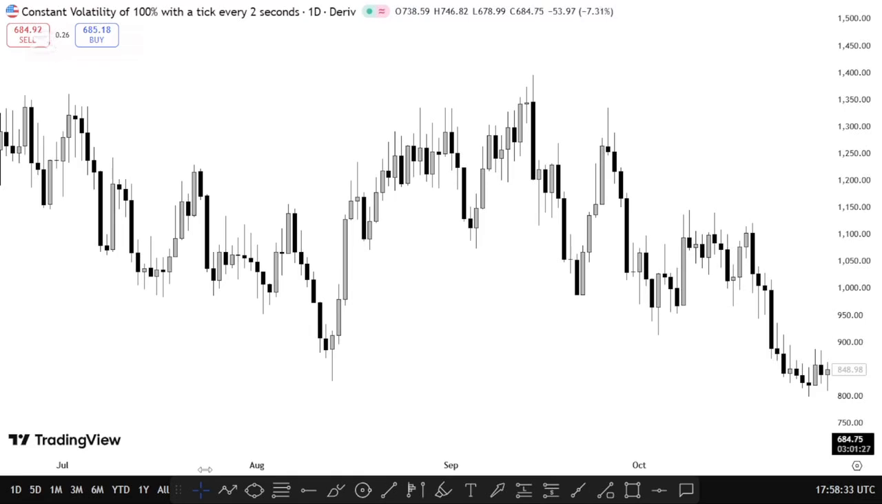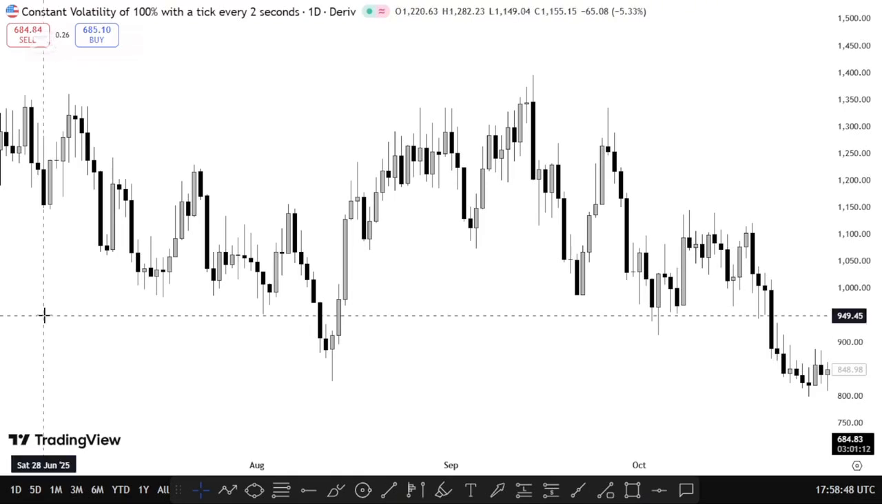First, let's get this out of the way. Volatility indices are synthetic markets, and now you can find them on TradingView. Before, you could not find them on TradingView like the normal forex pairs. The only broker that actually offers volatility indices is the derivative broker.